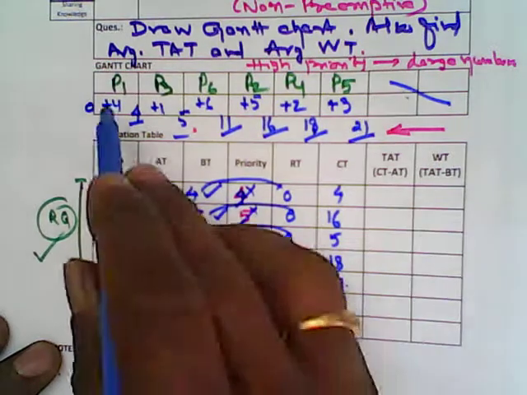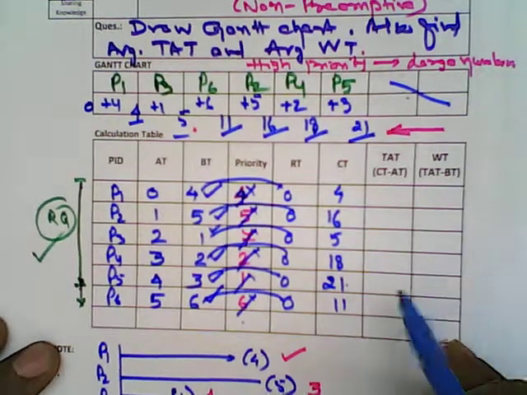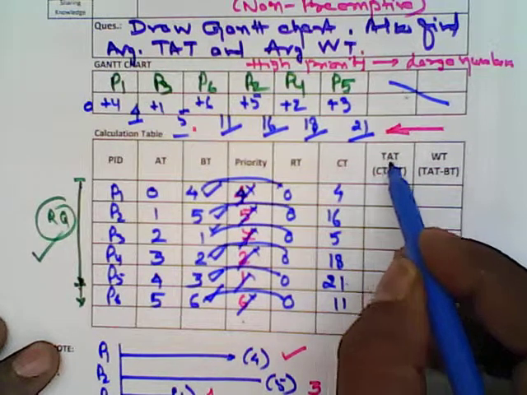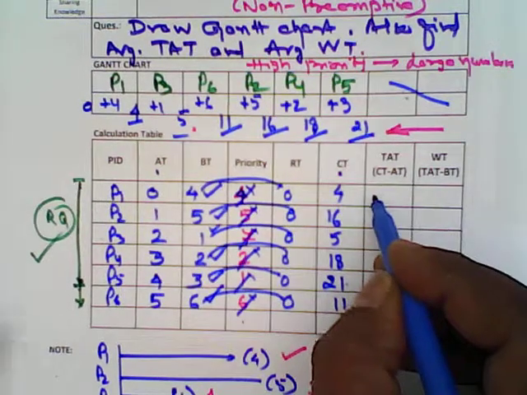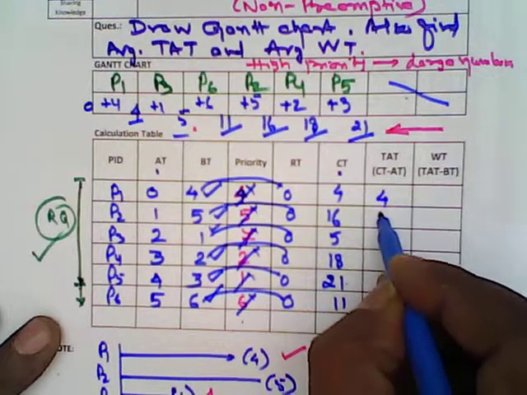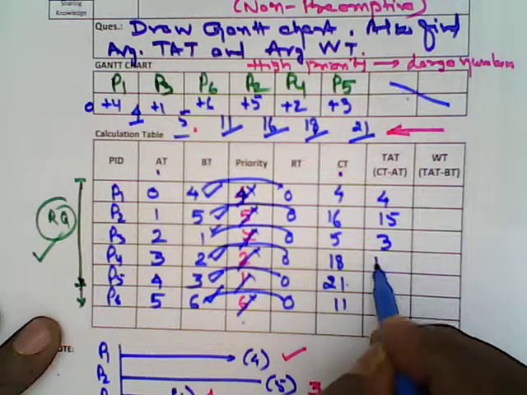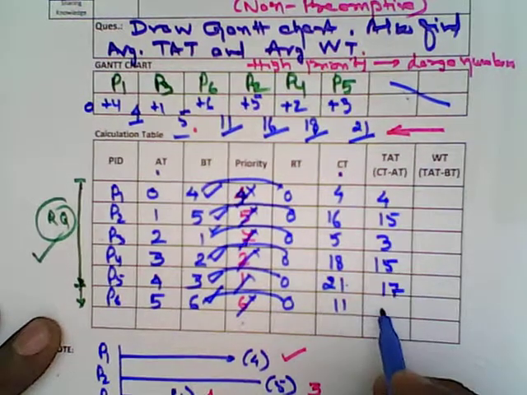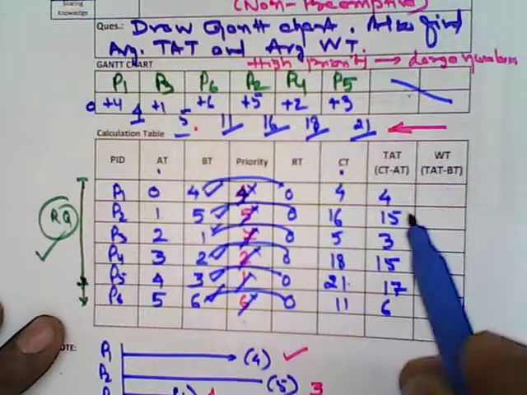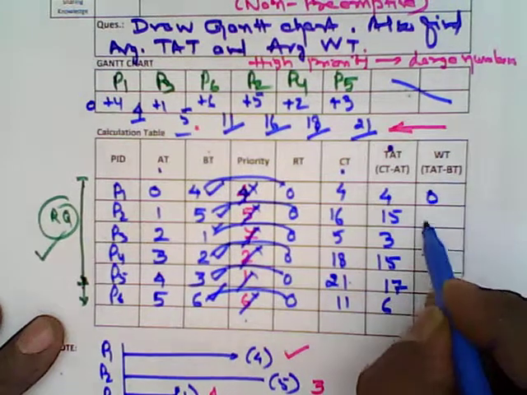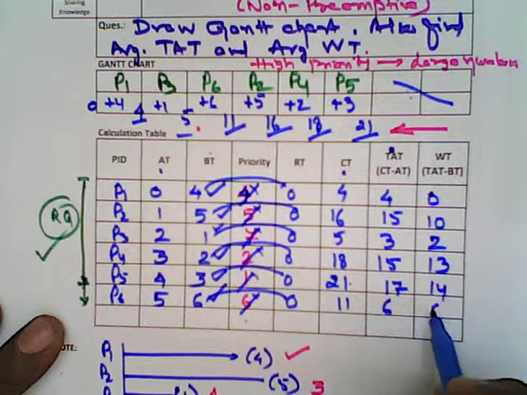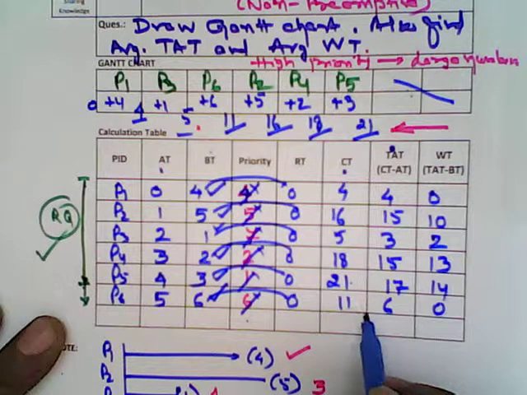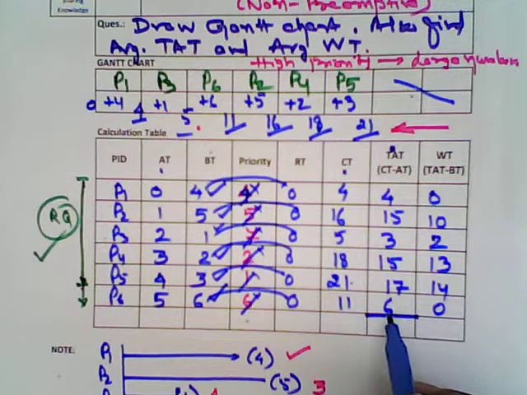Now turnaround time is completion time minus arrival time. So here we write 4, 15, 3, 15, 17, 6. And waiting time is turnaround time minus burst time. So here 0, 10, 2, 13, 14, 0. So we sum up the turnaround times, and it comes to 60. When we sum up the waiting times, it is 39.